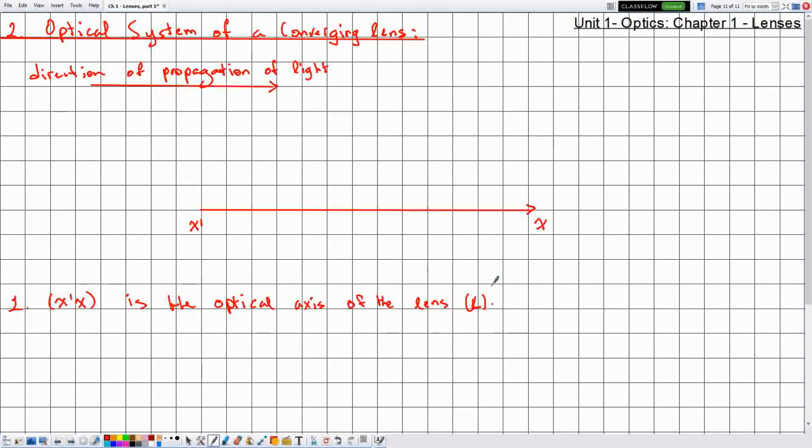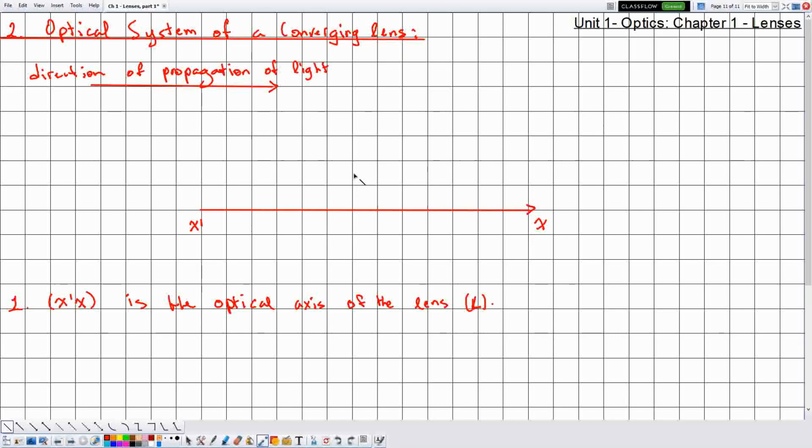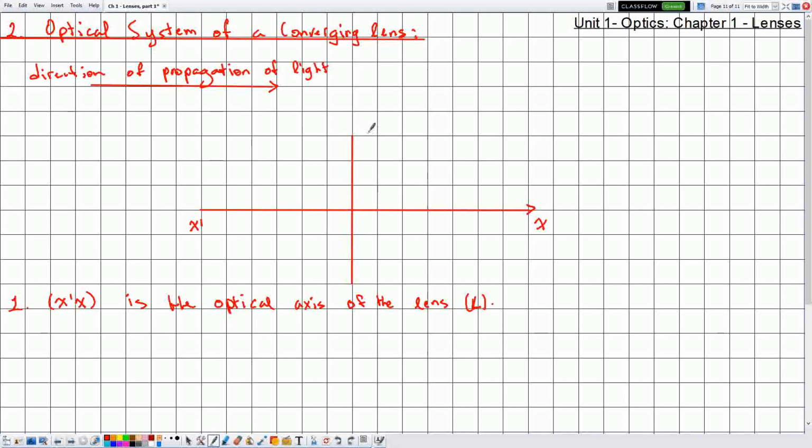So where is the lens L? We place the lens L perpendicular to the optical axis at the center. This is the lens L. And because we are constructing the optical system of a converging lens and we have learned how to represent a converging lens using symbols, we use its correct symbol. This is the symbol of a converging lens. This is the lens L. Then let's write idea number 2. L is a converging lens.